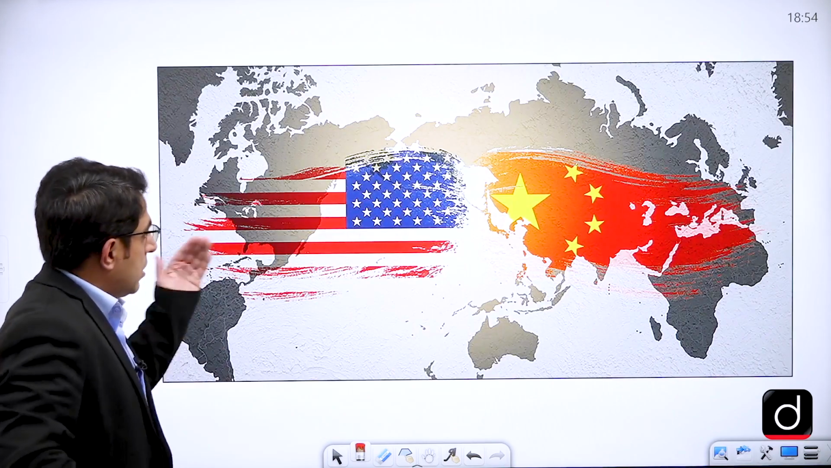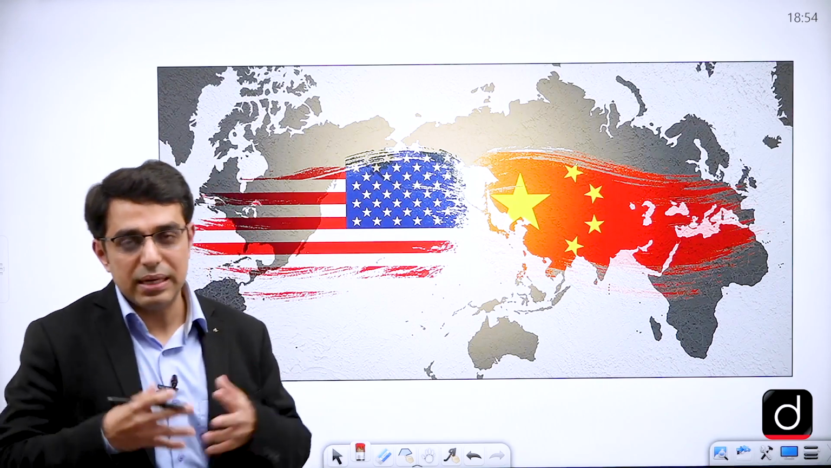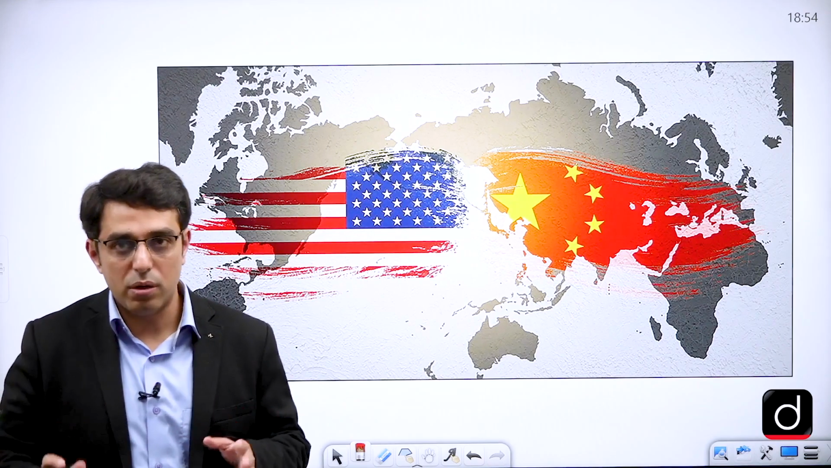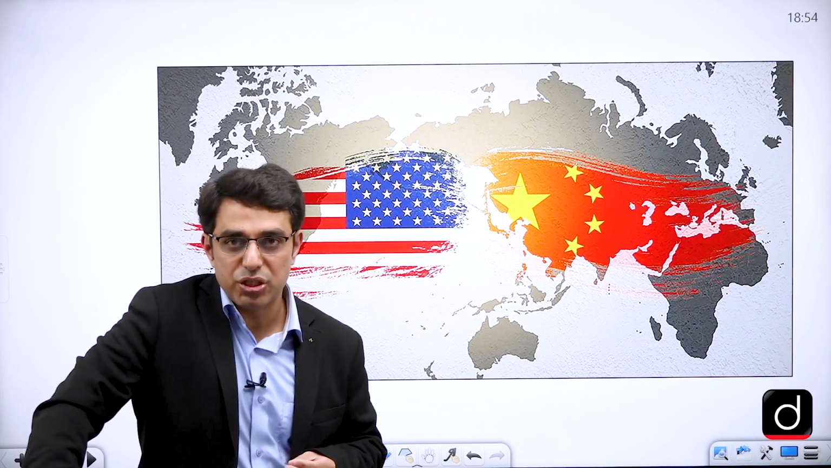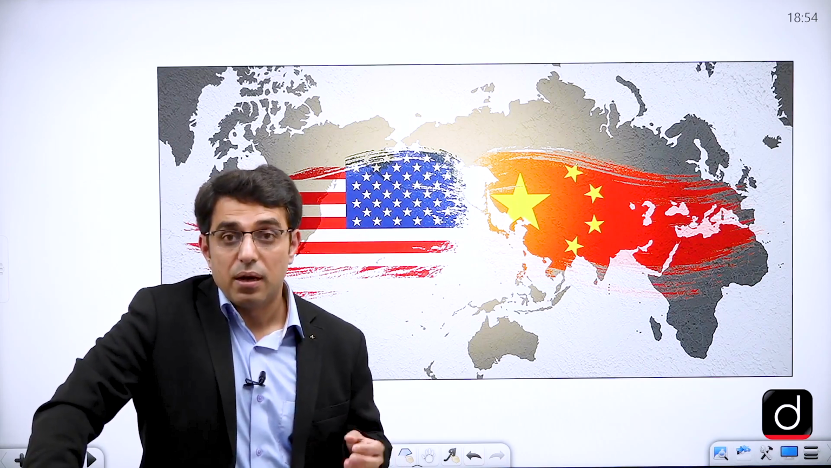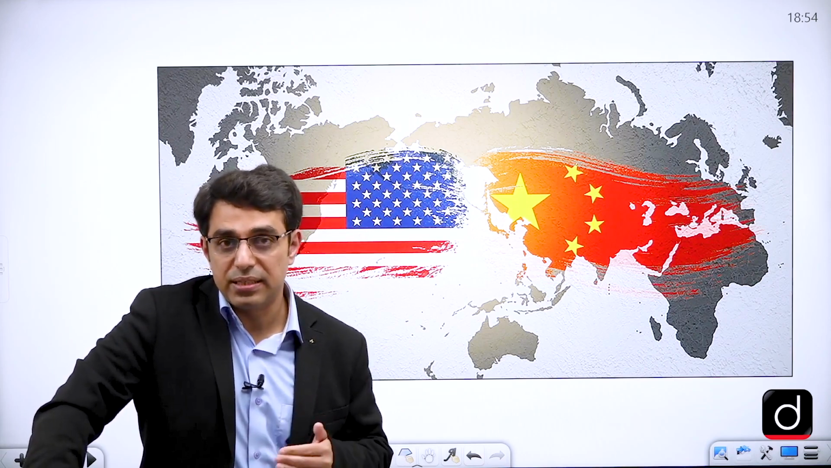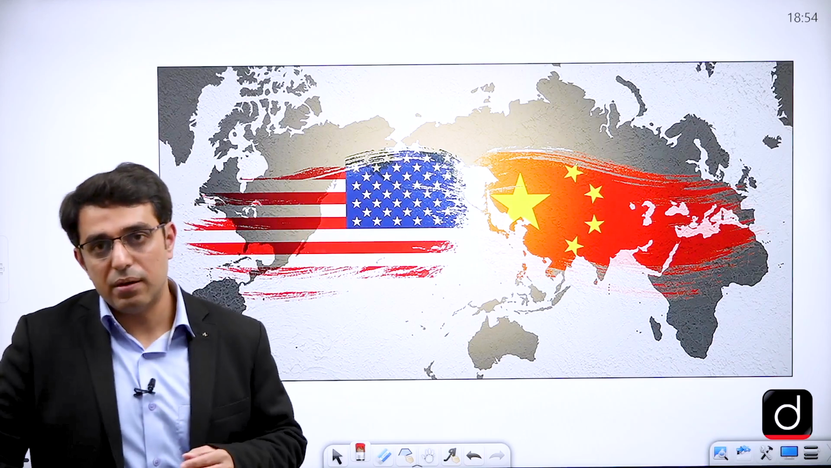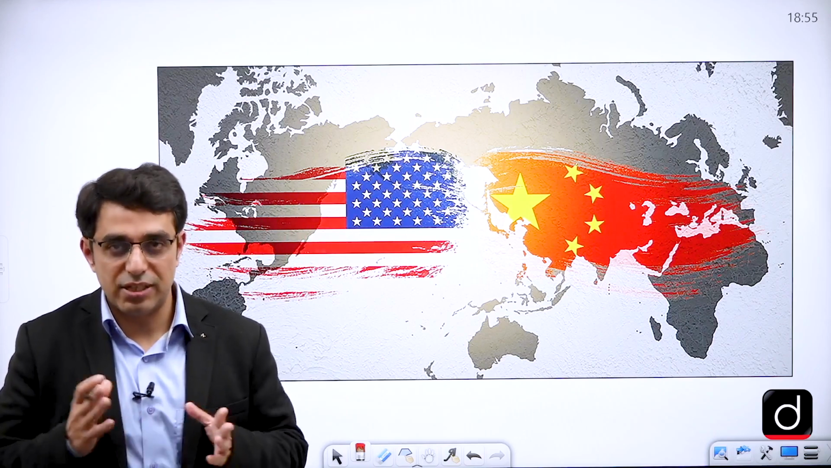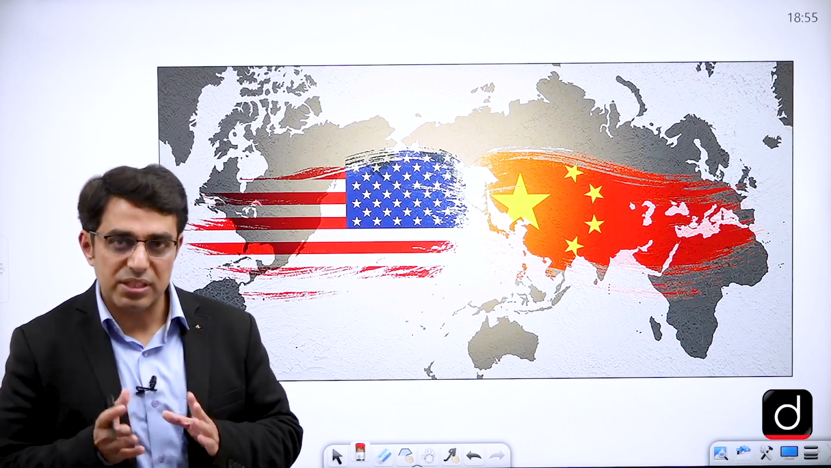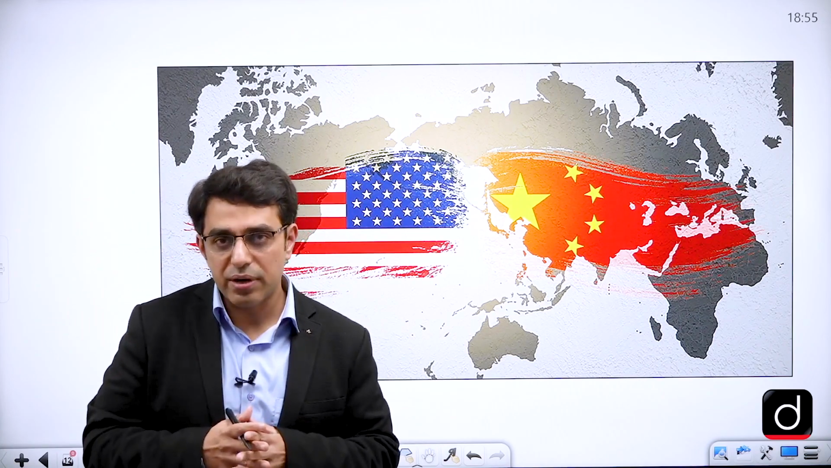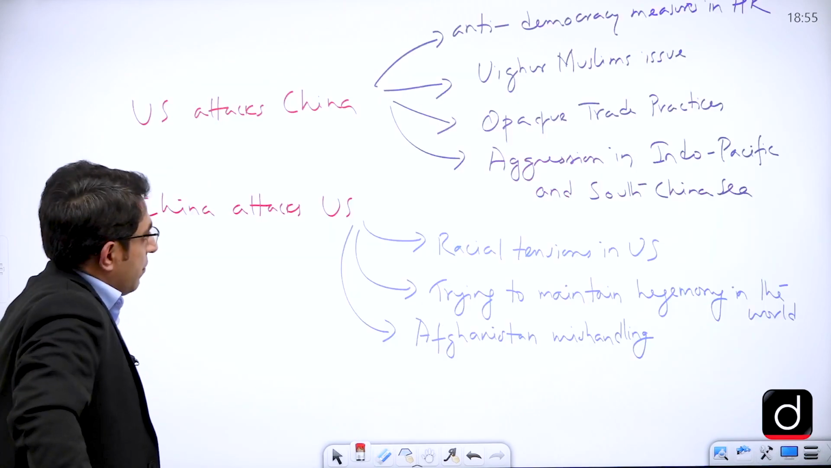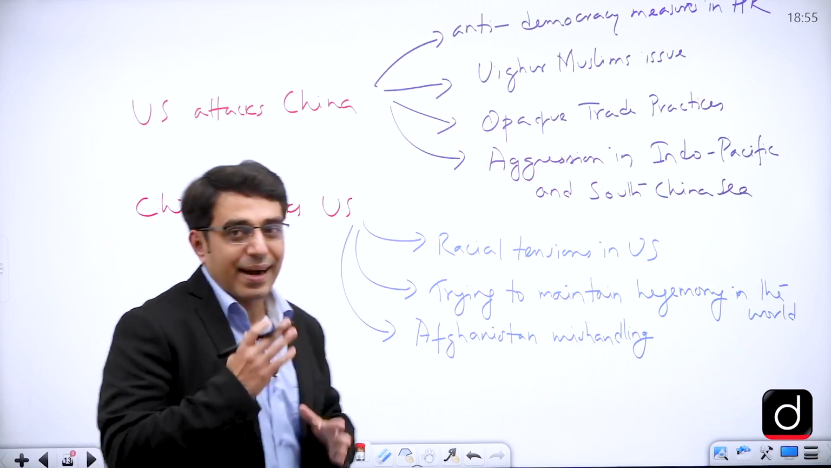Now, US and China have been locked in a bitter struggle. Basically, they are in an open trade war. That started with the Trump administration, which imposed a lot of high customs duties on Chinese imports, and China also retaliated. After that, even when the president changed in the US, the US and China are still very much on confrontational terms over a range of areas. So, let us see which are the areas where US and China are attacking each other.